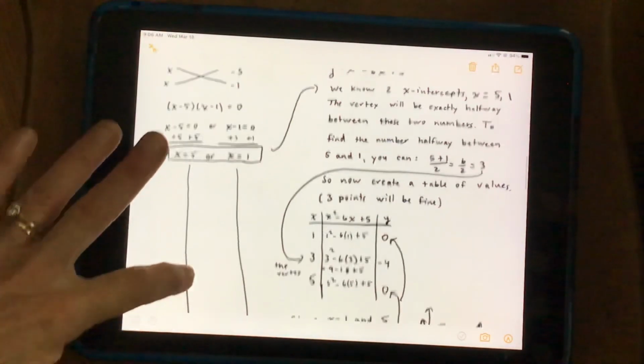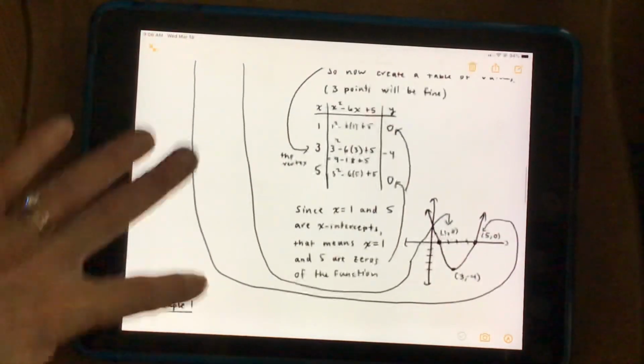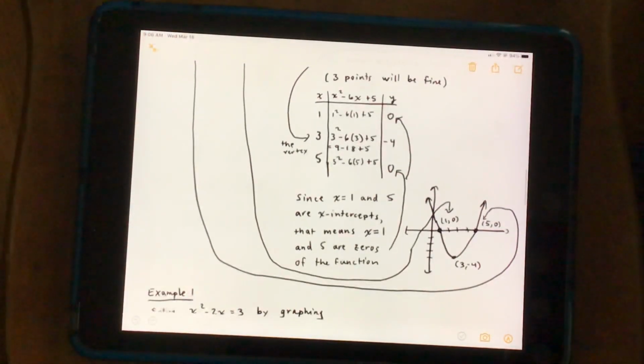So I can actually just write that in without that middle work in the column. So there is my table of values then, and then here's my graph. x equals 1 and 5 are the x-intercepts. We notice that those are the values where the parabola crosses or intersects the x-axis. x equals 1 and 5 are the zeros of the function. That is the solution to the equation when the quadratic equation is set equal to 0. Notice our vertex does not show up in the values of x, but it is part of the graph.